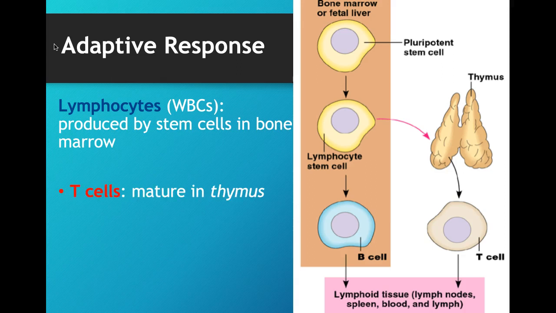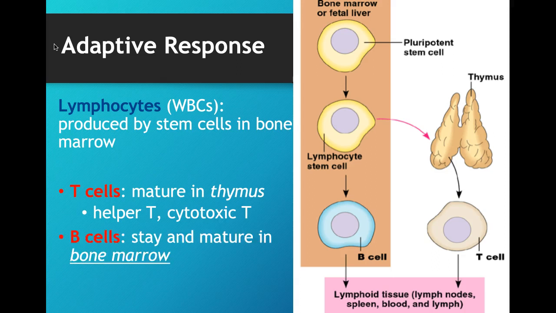The first one is T cells. These mature in the thymus, as I previously stated, and there's two kinds to be familiar with, helper T cells and cytotoxic T cells. The other type are B cells. B cells stay and mature in bone marrow. B cells give rise to plasma cells, thankfully, because plasma cells produce antibodies, which I will get into a bit on the next slide.